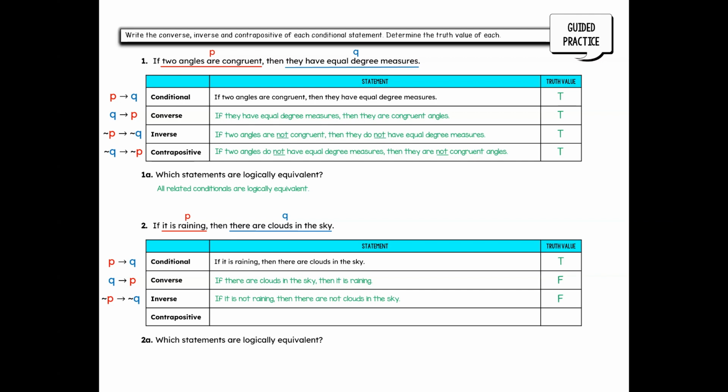Let's move on to the contrapositive, the last related conditional. That con is in front, the prefix. We know that when that con is in front, we're going to switch the order, if Q then P, and the contrapositive tells us we need to negate the hypothesis and conclusion. So we're switching the order. If there are not clouds in the sky, then it is not raining. Well, we know we need clouds in the sky for it to be raining. So if there are not clouds in the sky, then it's not raining, that statement is true.